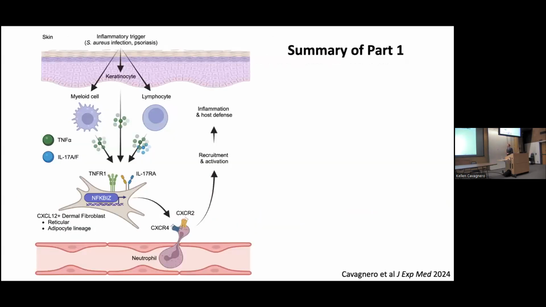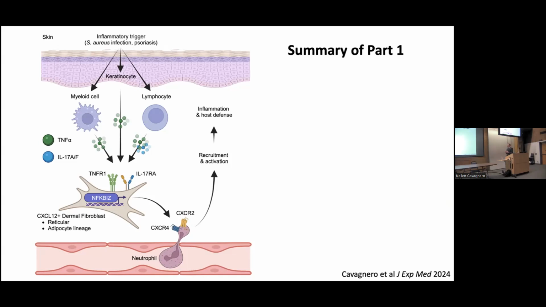So to summarize this first part of the talk, what we've learned is that in the skin, in the context of Staph aureus infection and psoriasis, the pro-inflammatory cytokines IL-17 and TNF-alpha synergistically activate a subset of dermal fibroblasts that are marked by CXCL12, live in the deep reticular dermis, and belong to the adipocyte lineage. And these signals drive the expression of this NF-kappa B cofactor called NF-kBIZ that allows the release of CXCR2 ligands and CXCR4 ligand, CXCL12, to promote neutrophil recruitment into the skin to promote inflammation and host defense.